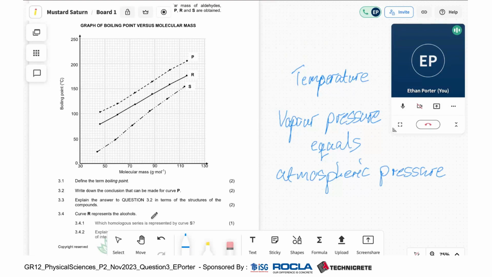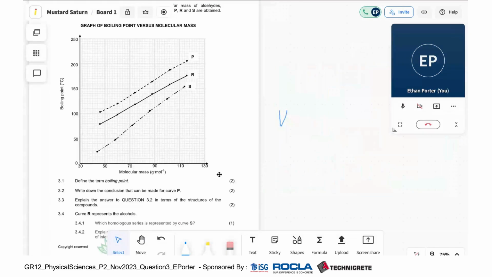So, however you describe your boiling point, you just need to make sure that you talk about temperature, you talk about vapor pressure, and you talk about atmospheric pressure. Those are the key words to get the full marks. All right.